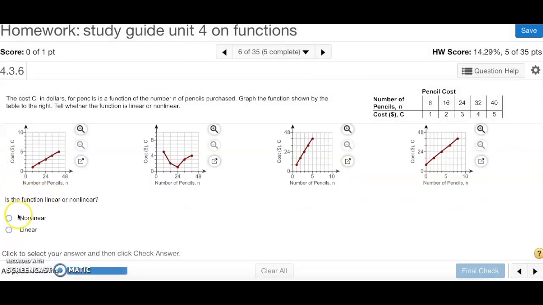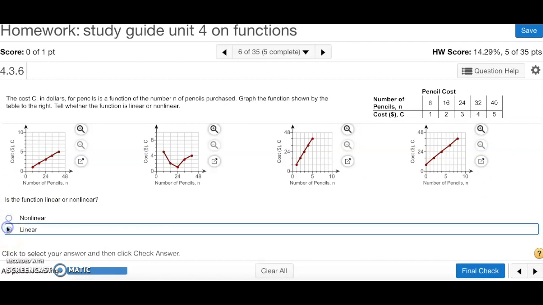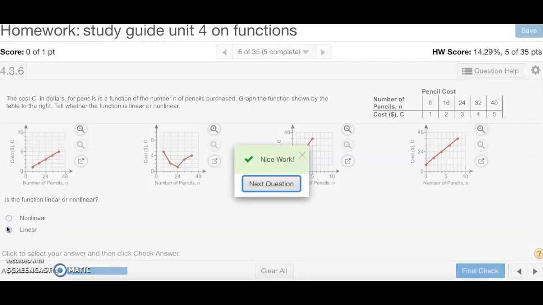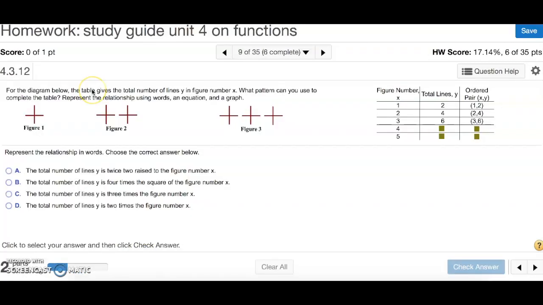Now my graph is linear. It has a constant rate of change. Good. That's number 6.